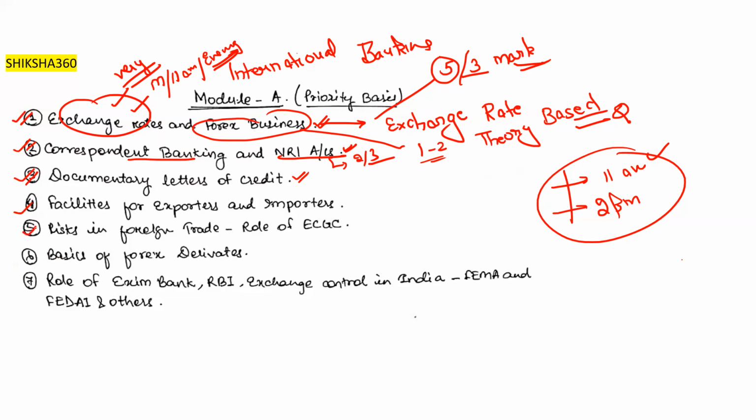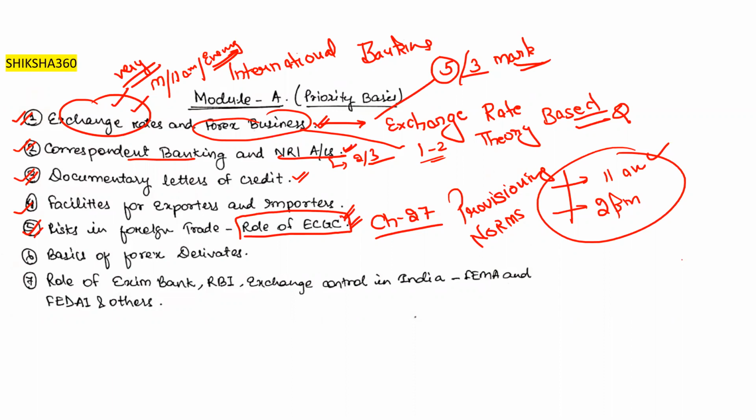Next one is the risk in foreign trade and the role of ECGC, clear? This also helps us in chapter number 27, that is provisioning norms. From this we will get some numericals also, like how much insurance is provided by this agency and how we can calculate the amount.